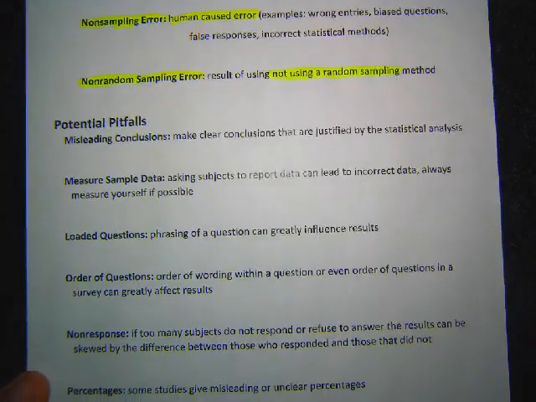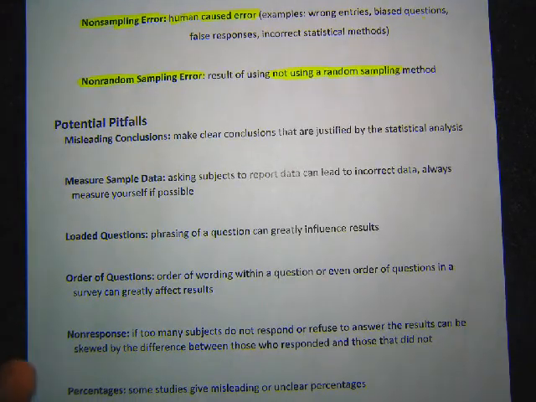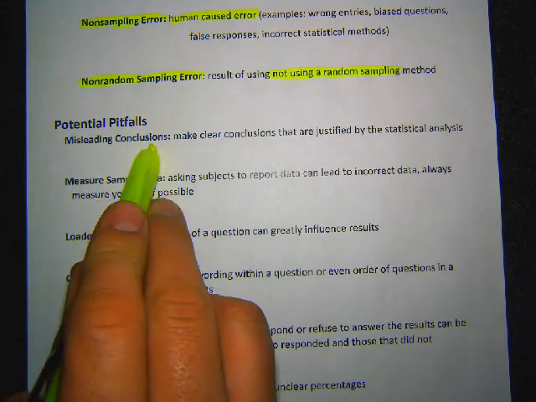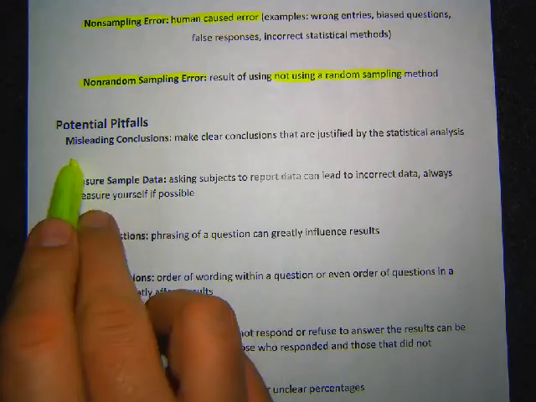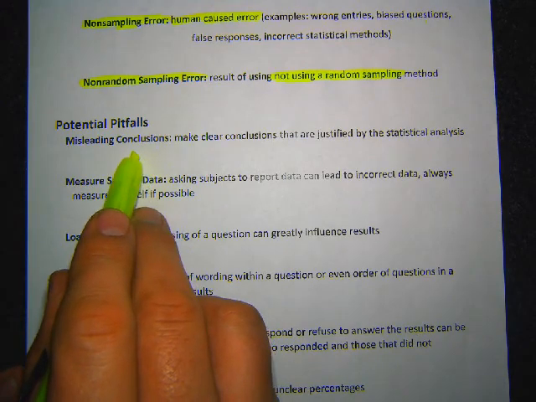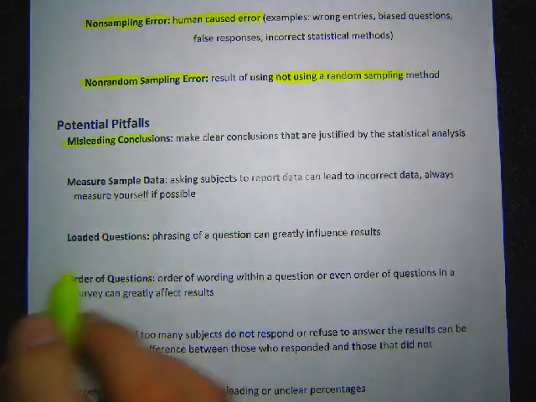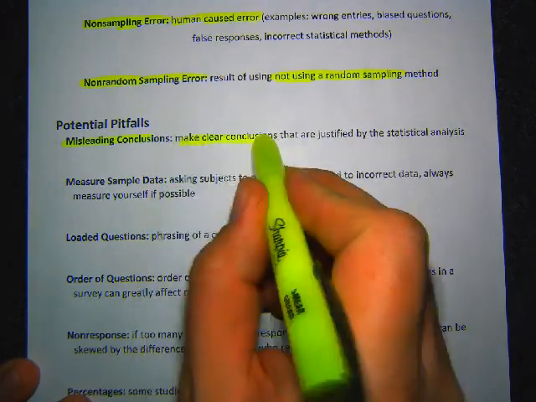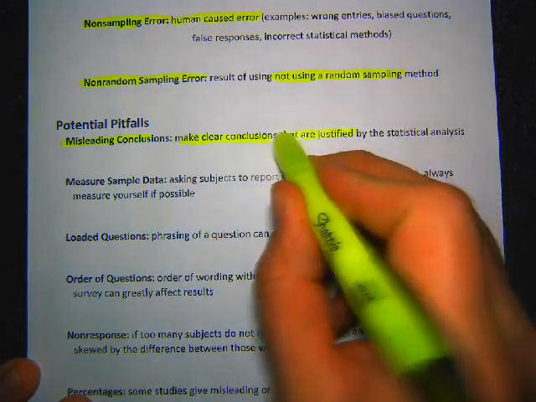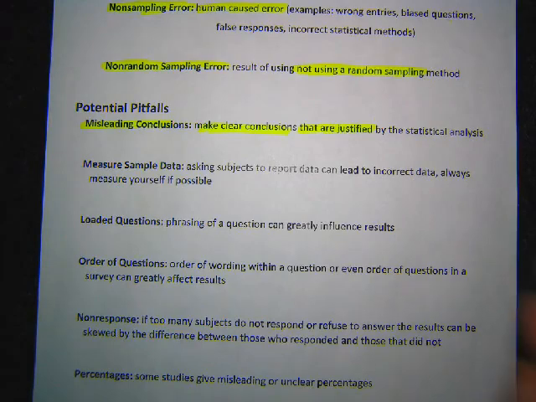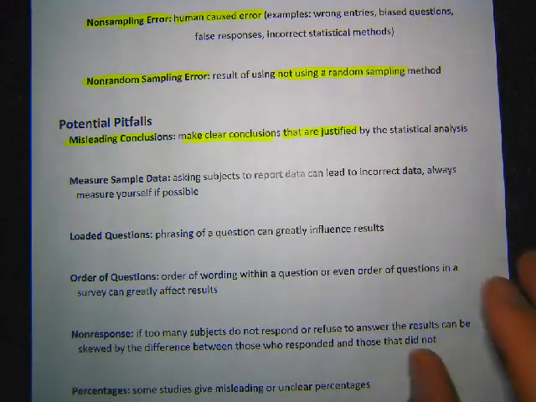Okay. Last thing to talk about: some potential pitfalls when you're collecting data or doing studies. First thing is to watch out for misleading conclusions. Just because you collected good data doesn't mean you're always going to give results that are actually meaningful or right. So when you collect your data, always make clear conclusions that are justified. The data should really support them. It's really easy to mislead people with data.